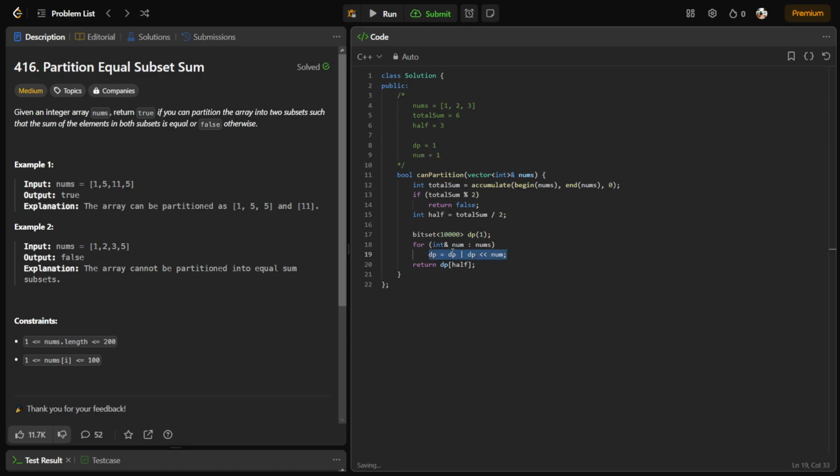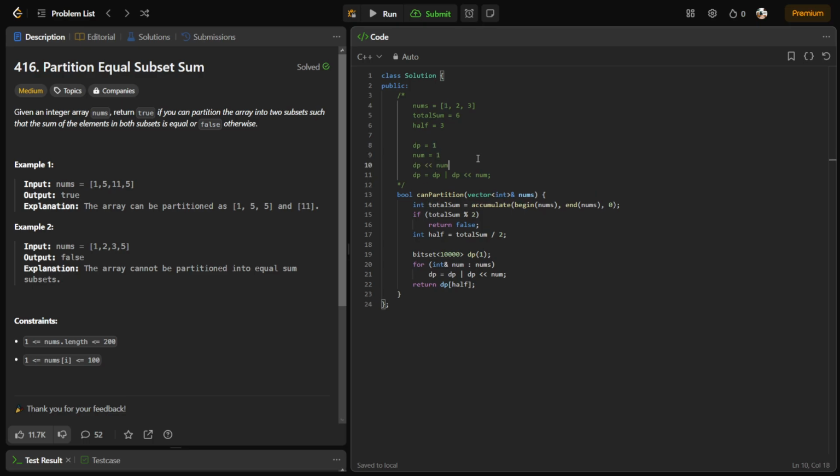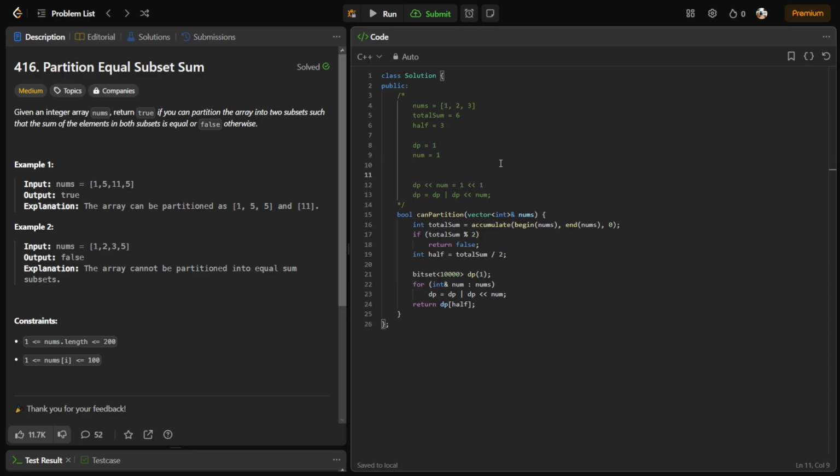So let's take a look at what is happening over here. So dp equals dp, OR, and here I am shifting dp by nums. Okay, let's break this down first, right? So this equals 1 shifted by 1 time, right? So what this means is, since dp was 1, by shifting 1 time, it means that I'm adding a 0 in front of it, right? So technically this would mean 10, right?